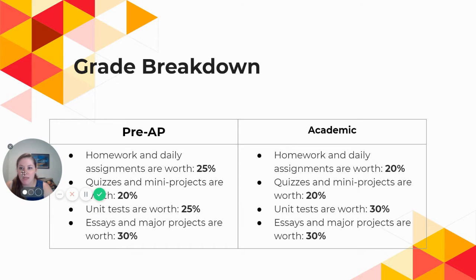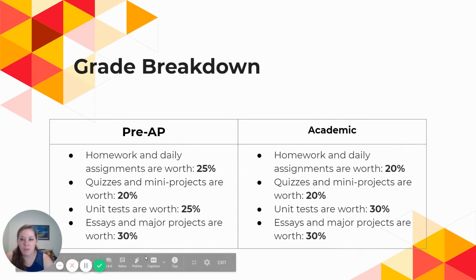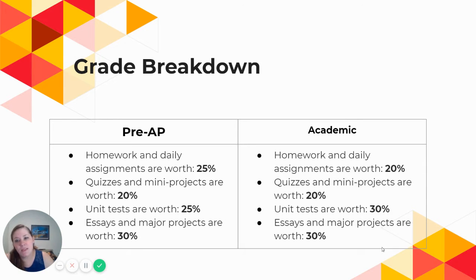So grade breakdown. I'm just going to move myself around like a crazy person. For pre-AP, homework and daily assignments are worth 25%. Quizzes and mini projects are 20%. Unit tests are worth 25%. And then essays and major projects are worth 30%.